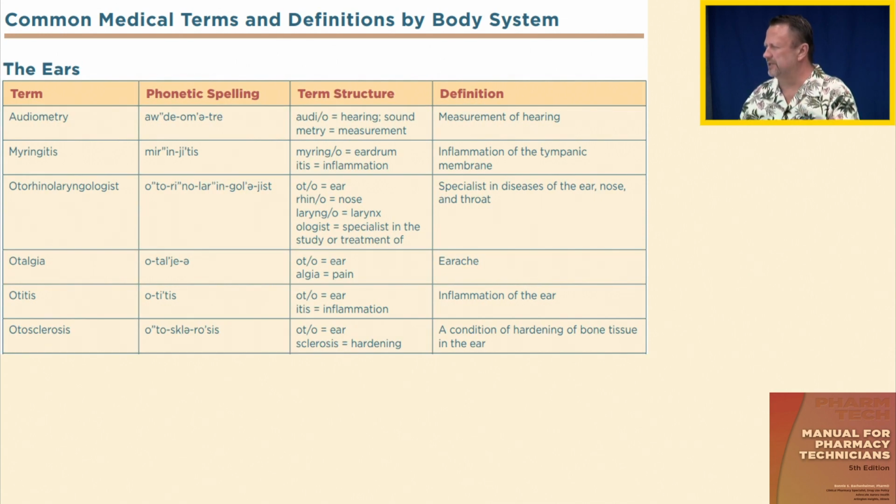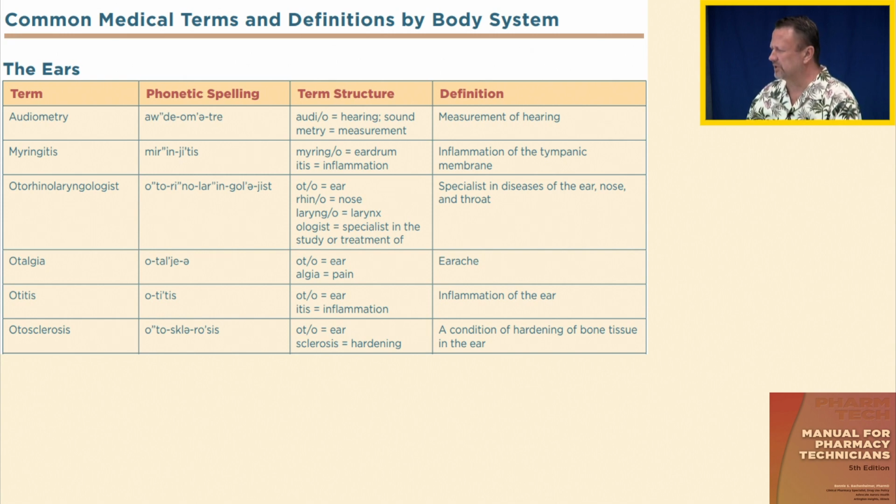Audiometry is a measurement of hearing. Meningitis is inflammation of the tympanic membrane. An ENT is an otorhinolaryngologist, ear, nose, and throat doctor. Otorhinolaryngologist is an ENT. Otalgia is an earache. Otitis is inflammation or infection of the ear.